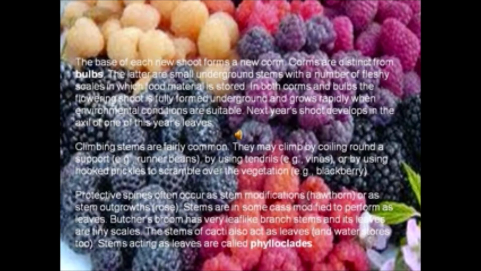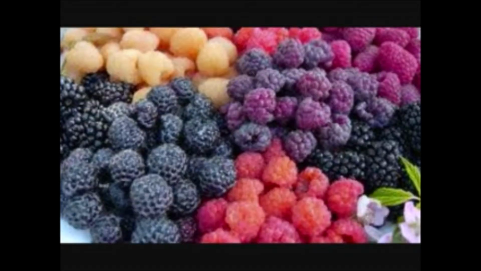The base of each new shoot forms a new corm. Corms are distinct from bulbs. The latter are small underground stems with a number of fleshy scales in which food material is stored. In both corms and bulbs, the flowering shoot is fully formed underground and grows rapidly when environmental conditions are suitable. Next year's shoot develops in the axil of one of this year's leaves.